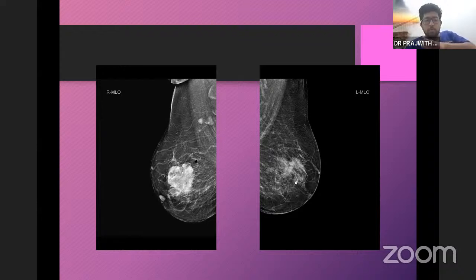Here, instead of rotating, what you do is you rotate the machine and make it more lateral, and mediolateral we will take. Okay, so that's one thing about this case.